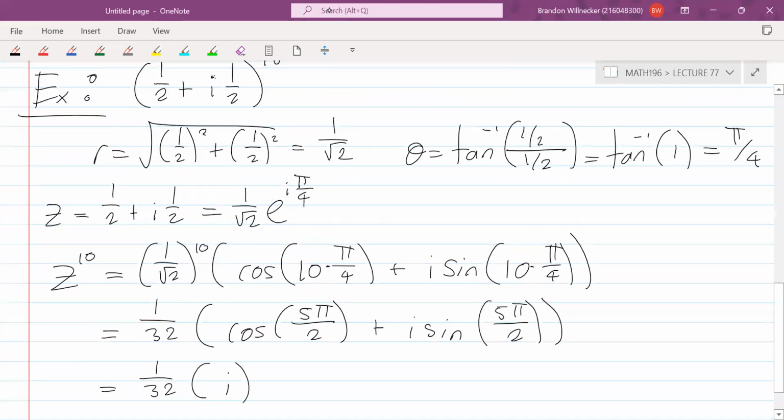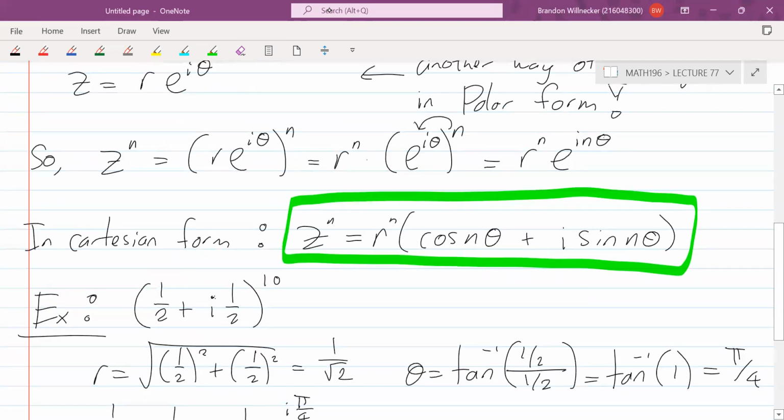Okay, so the method is not too bad. You just need to take your complex number, write it in polar form, and then use this equation in the green box to find the nth power of that complex number. Okay, let's look at another example.